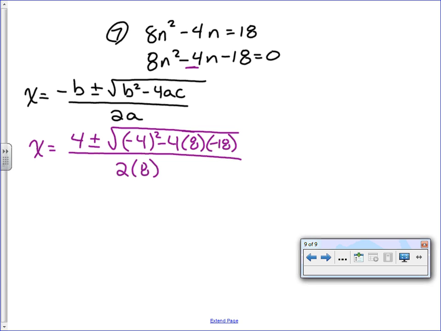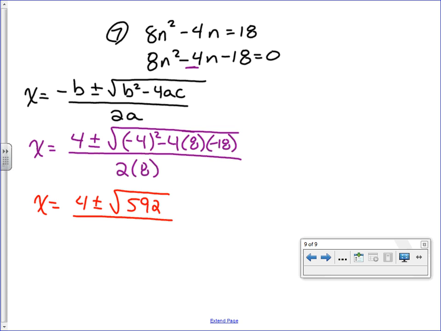Now I'm going to go to my calculator and do the piece underneath the radical, the square root. We're going to find that discriminant: negative 4 squared minus 4 times 8 times negative 18. By the way, don't forget to use parentheses around your negative 4, otherwise you could end up with the wrong answer. We get 592. And of course, 2 times 8 is 16.